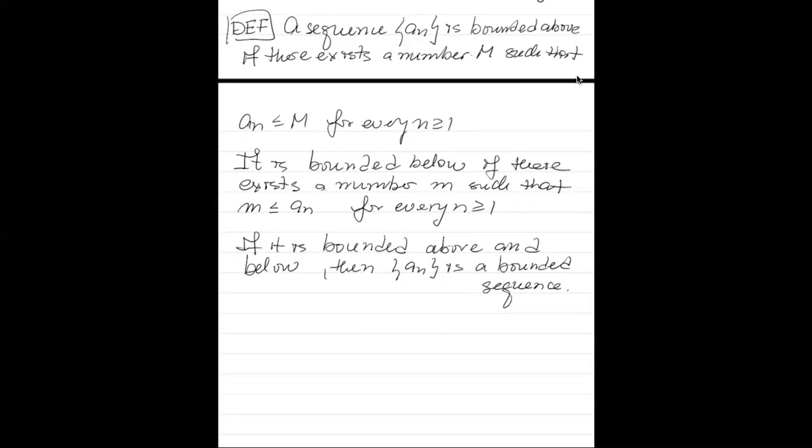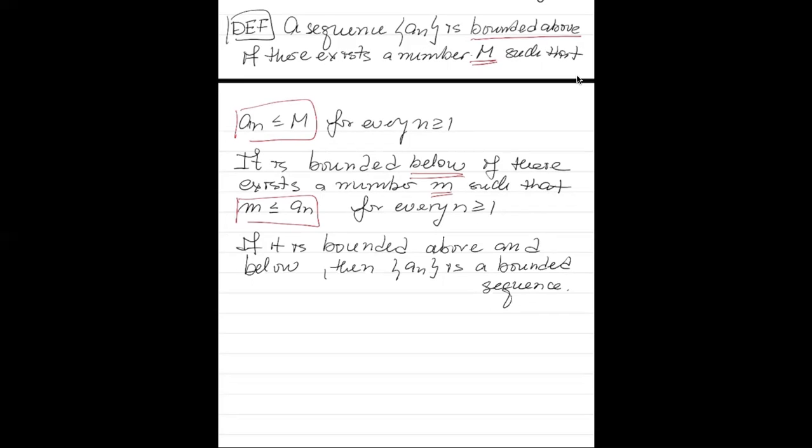Okay, so we have bounded above if we have a number M such that M is the biggest number, and it's bounded below if there is another number, little m, such that that is the smallest number, smaller than any element in the sequence.